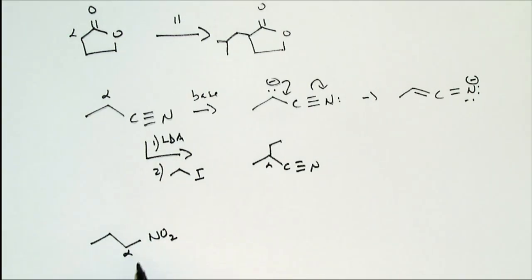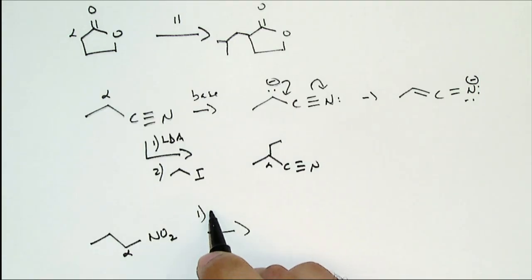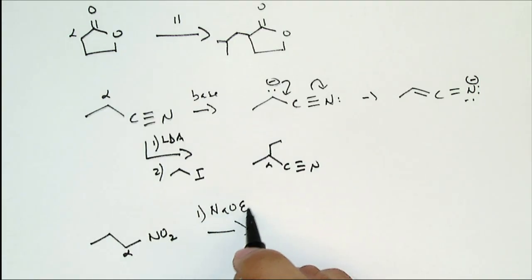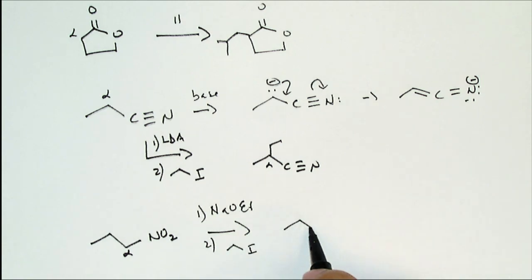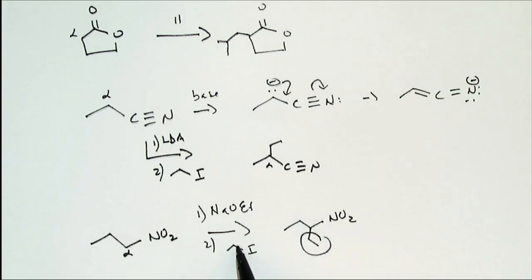Another thing would be, for example, what if I have a nitro? Well, that's the alpha carbon relative to the nitro. If I were to take this and treat this with, let's say, sodium ethoxide, and then let's just say ethyl iodide, then that means the alpha position is where you will add this, which is your R in your alkyl halide.